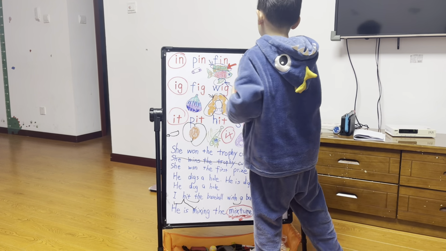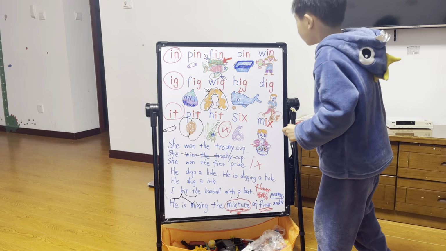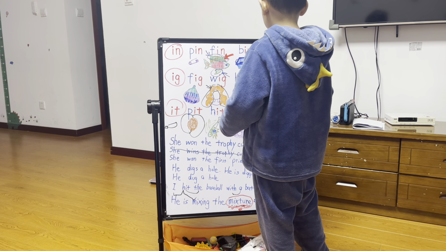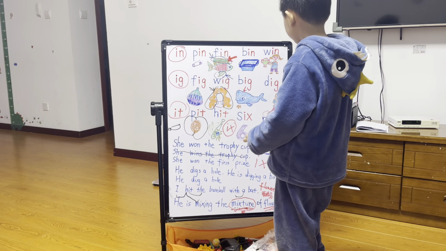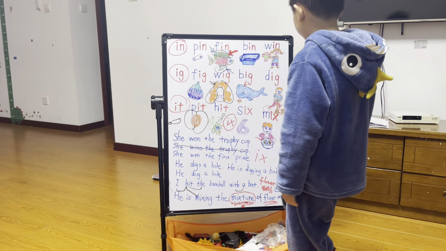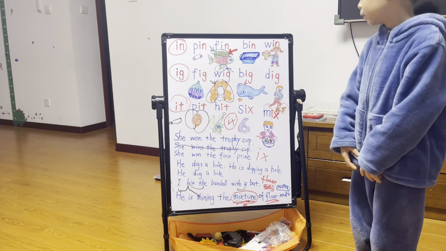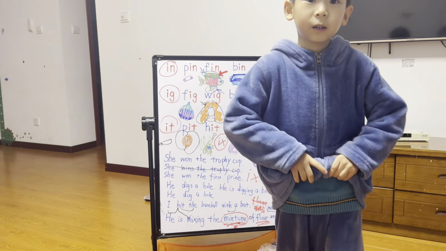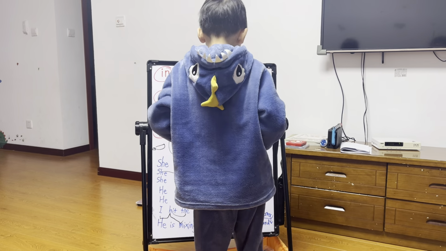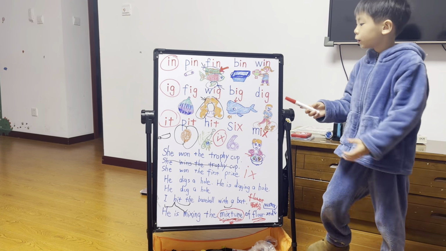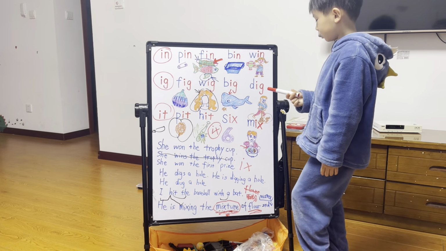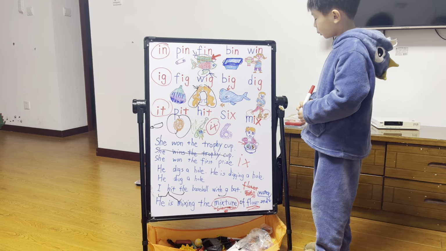How do you say B-I-G? B-I-G says big. The whale is big. The fish is small. How do you say D-I-G? Listen carefully. The whale is big. The fish is small. Okay, next one, D-I-G. 你不要遮住我，你到侧面去。B-I-G, 还有 D-I-G. How do you say D? Dig, okay.